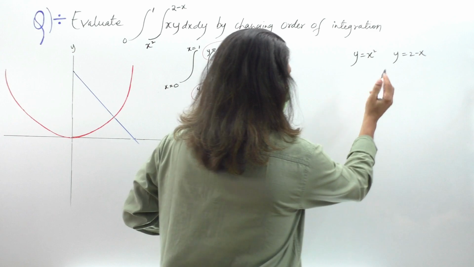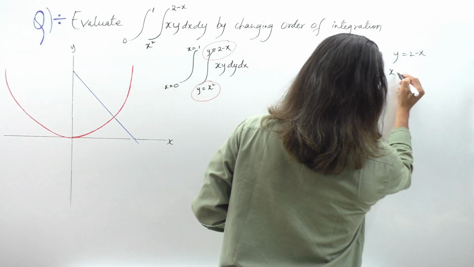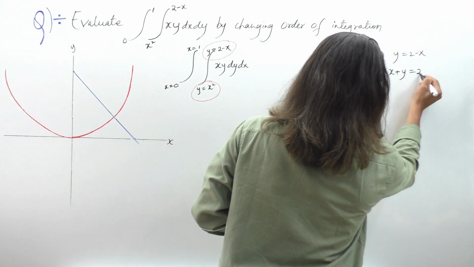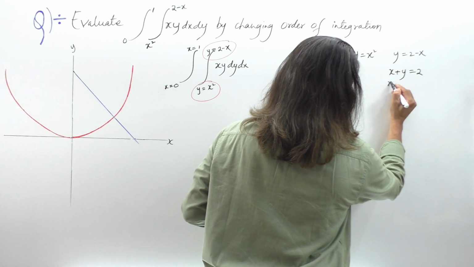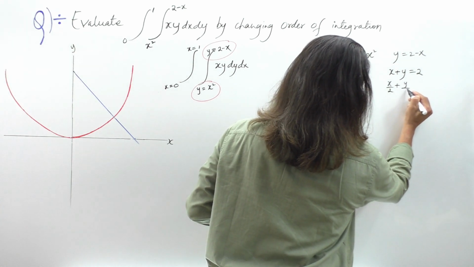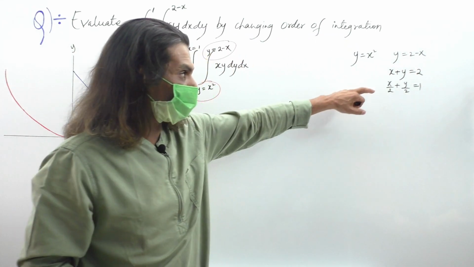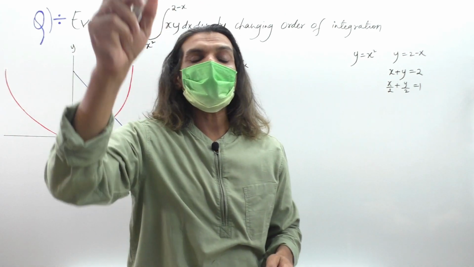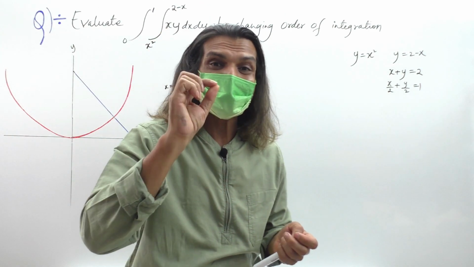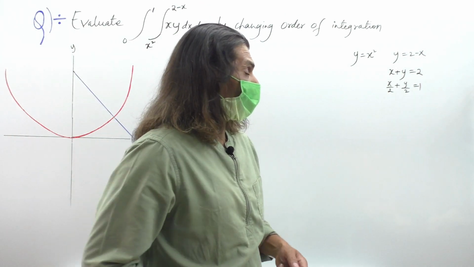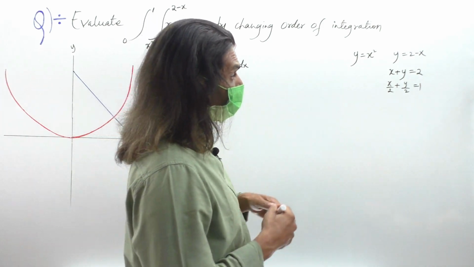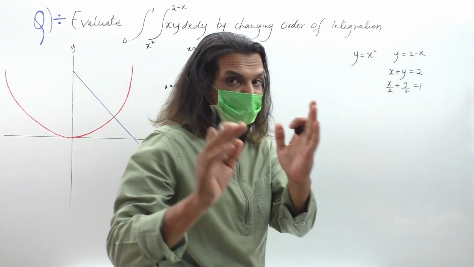Now coming back, this is x plus y is equal to 2. I can again rearrange this as x by 2 plus y by 2 is equal to 1. Now this represents a graph x by a plus y by b is equal to 1, that is the intercept form. So we know both the graphs now.